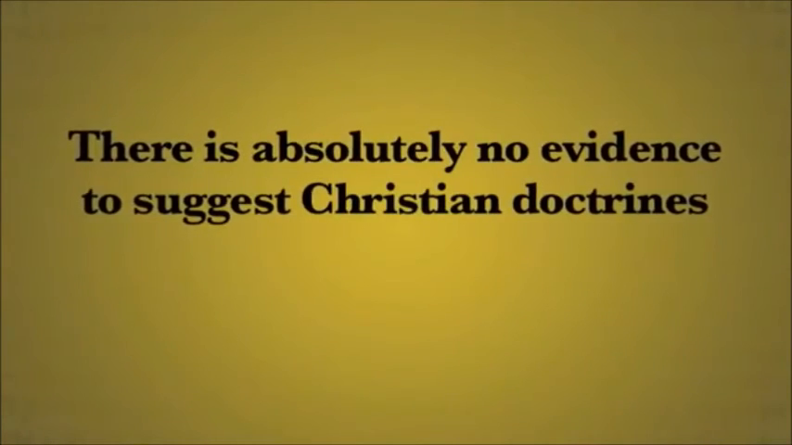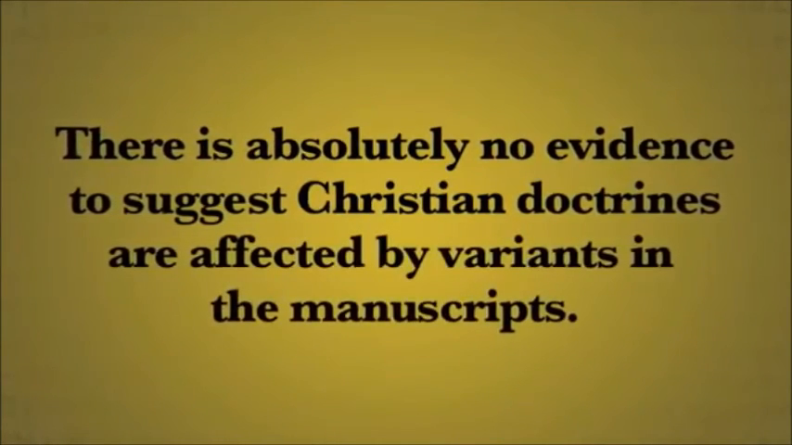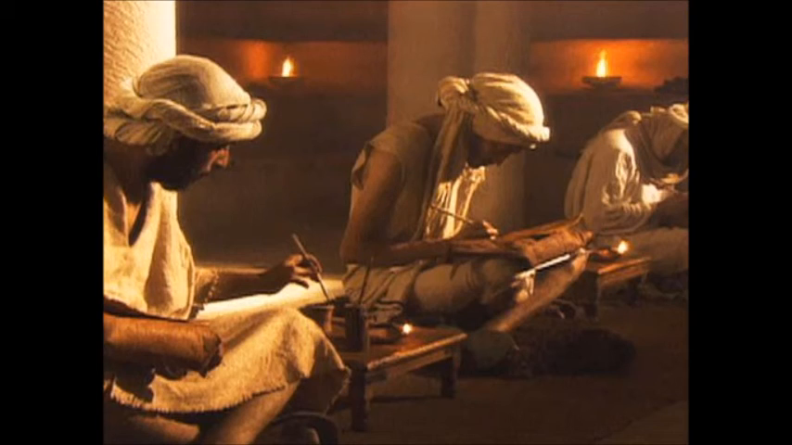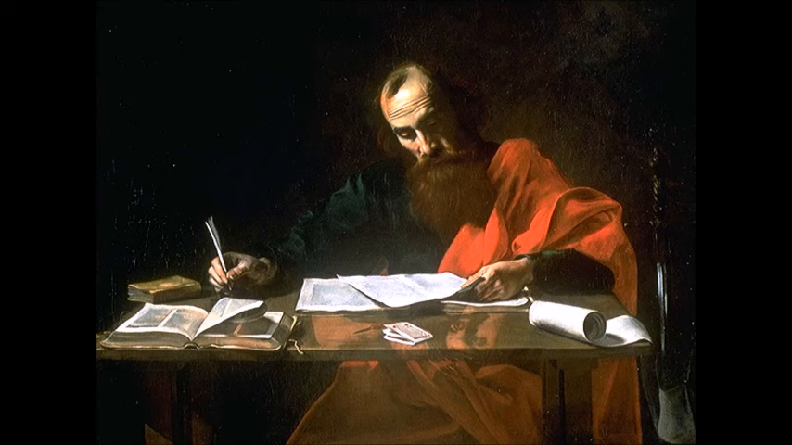There is absolutely no evidence to suggest Christian doctrines are affected by variants in the manuscripts, and there is next to zero evidence to suggest we cannot get back to the originals. So even if some of these so-called corrupt manuscripts have a different form of textual variants being used, it doesn't change or affect essential Christian doctrines. Intellectual theist and agnostic scholars both agree on this when looking at the history. So we can trust the manuscripts we have of the Old Testament because they have been preserved by Jewish scribes over the centuries of authorship. And we can certainly trust the manuscripts of the New Testament due to textual criticism and the history.